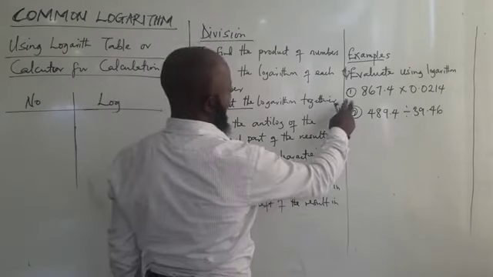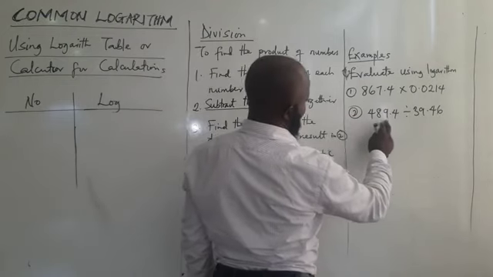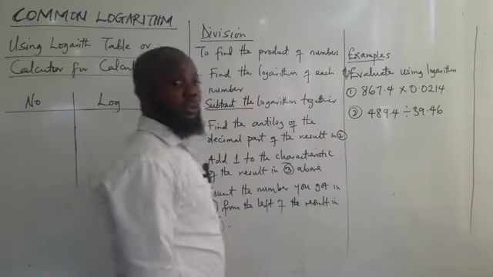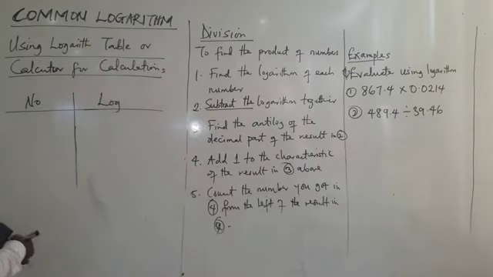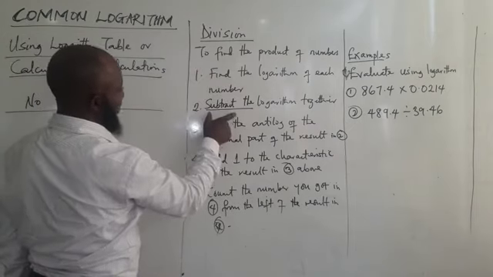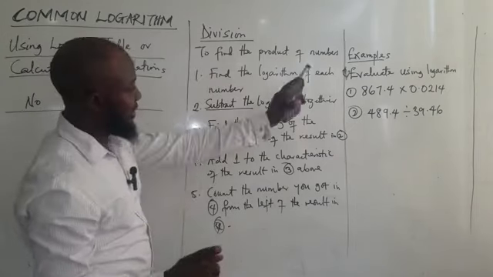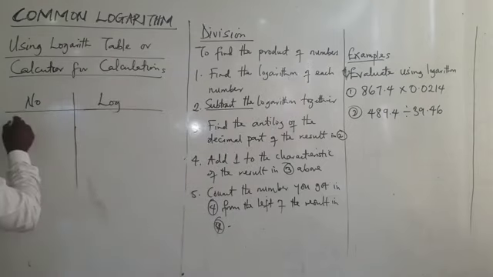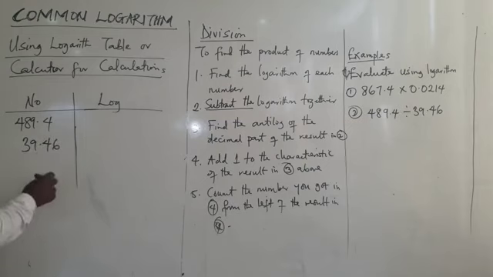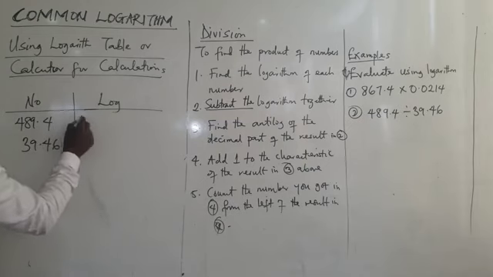So second question, we have 489.4 divided by 39.46. We want to divide this. So what we're going to do is the same process that we have here, only that the second step will be subtract, because it's division. So we have 489.4, then we have 39.46. So the characteristic part here will be 2.